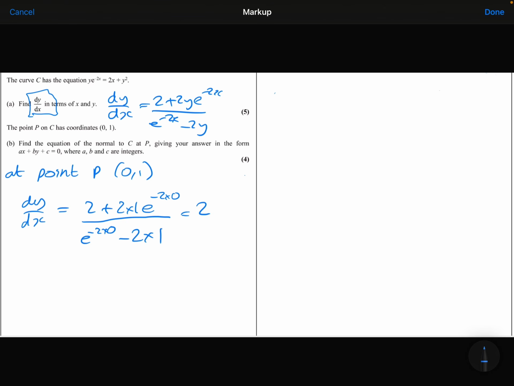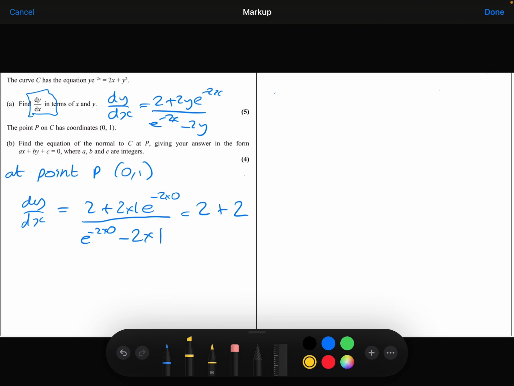Which will give 2 plus, well, 2 times 1 is 2. E to the power 0 is 1, so times that by 2 is 2. On the denominator, e to the power 0 is 1, minus 2 times 1 is 2. So that's the same thing as 4 over minus 1, which is minus 4.